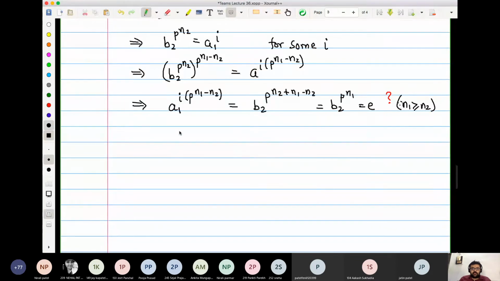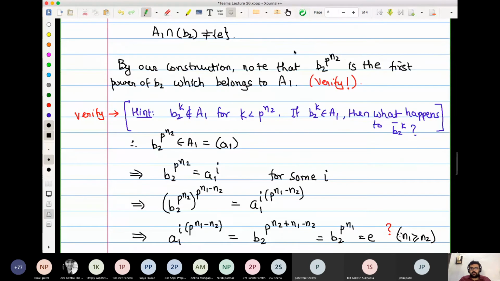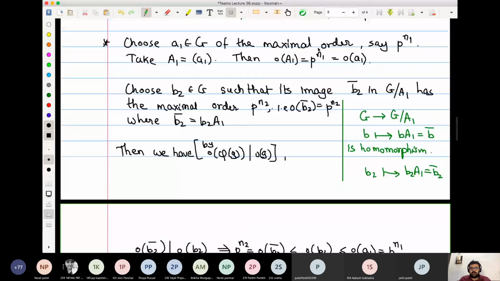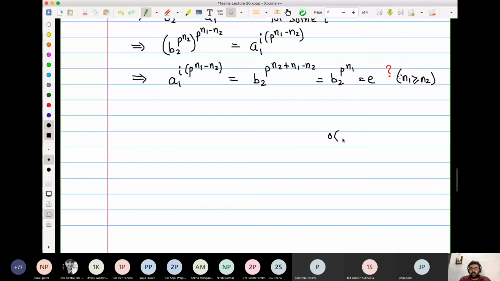So this is A1. A1 power this has given us identity. And what was the order of A1? Order of A1 was P power N1, the highest, maximum, right? So order divides this power. So we know that if order of A is N, and if A power M is identity, then what is the relation? That N divides M. Order divides this power, whichever gives identity.